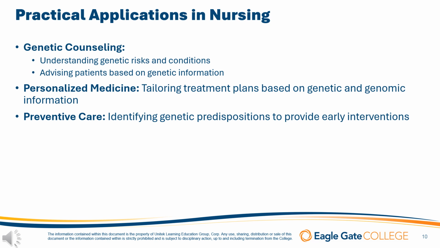Preventive care in the context of genetics involves identifying individuals who have a genetic predisposition to certain diseases and providing early interventions to prevent or reduce the impact of these conditions. Early identification of genetic predispositions such as BRCA1 and BRCA2 mutations for breast and ovarian cancer allows for proactive measures like increased screening or preventive surgeries. Lifestyle modifications and preventive strategies can be implemented for conditions like heart disease or diabetes based on genetic risk factors. So, these are some practical applications in nursing that incorporate genetics, genomics, and epigenomics that have transformative potential in healthcare.